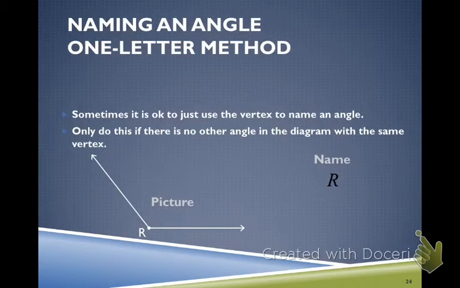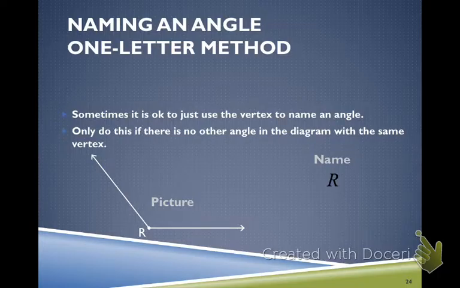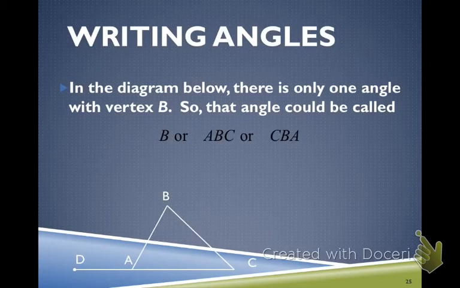And finally, let's go back. It says only do this if there is no other angle in the diagram with the same vertex. So like we just said, you could not do this if we also had, sorry, it doesn't look very good, something like this, because R represents 2 different angles. That's when we couldn't do it.